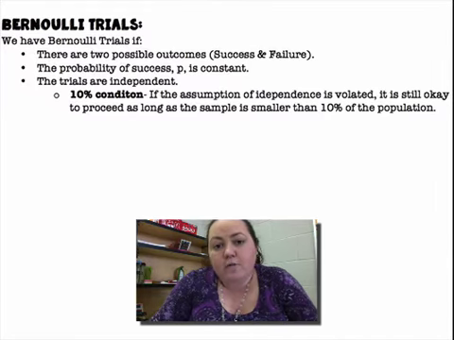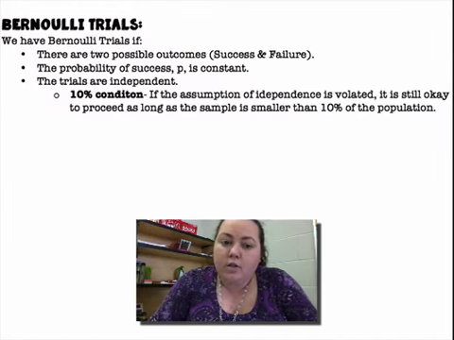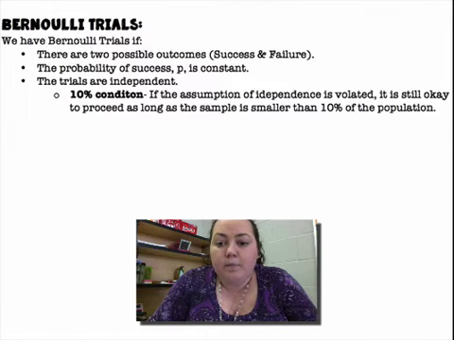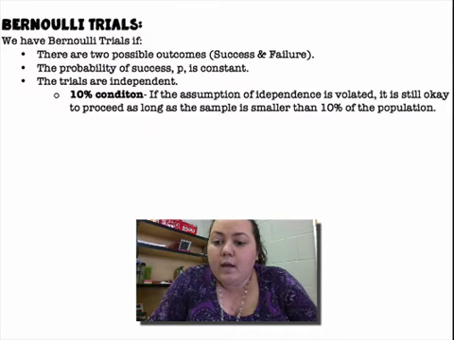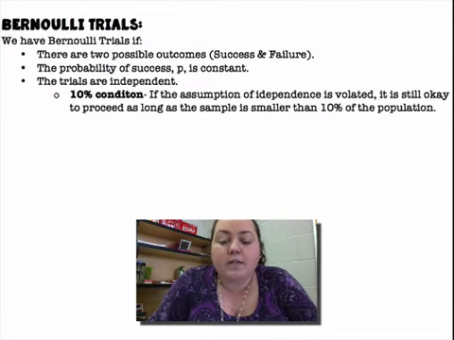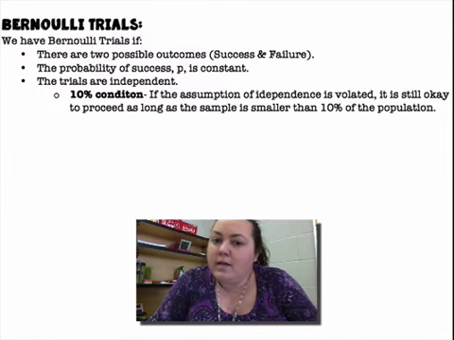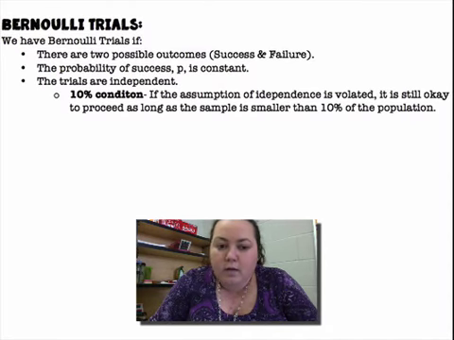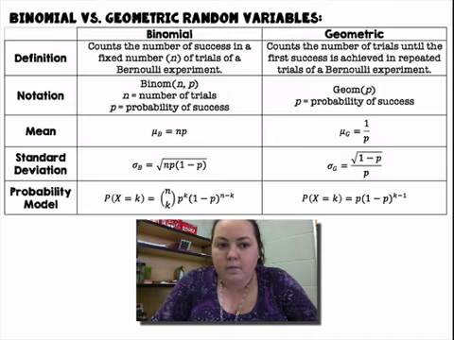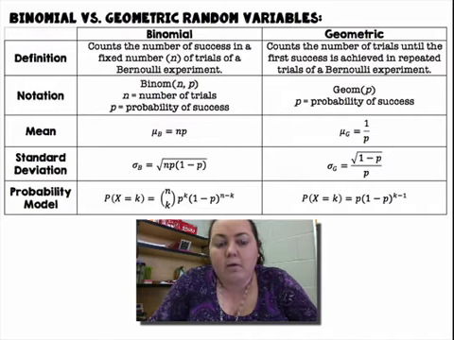Now, if you can't tell for sure if they're independent, then you can use the 10% condition. This is if the assumption of independence is not obvious, it is okay to proceed as long as the sample is smaller than 10% of the population. So if the sample you're working with is definitely less than 10% of the entire population, then you can go ahead and proceed.